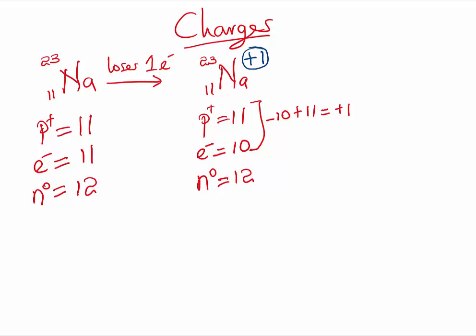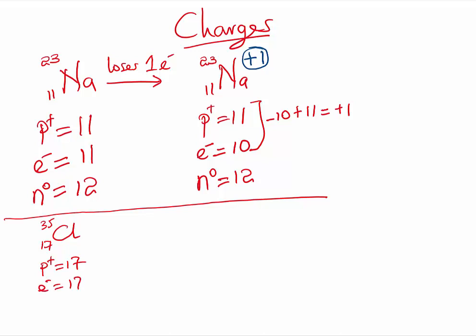Let us take a look at one more example. Imagine you have a chlorine atom like this. How many protons do we have? 17 protons. How many electrons? 17 electrons. And how many neutrons? 18 neutrons.